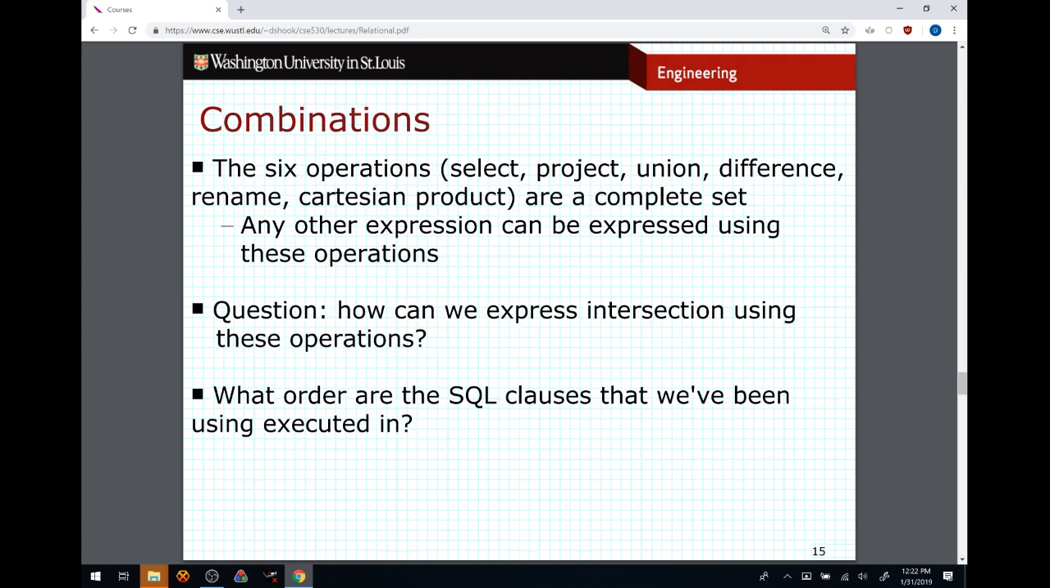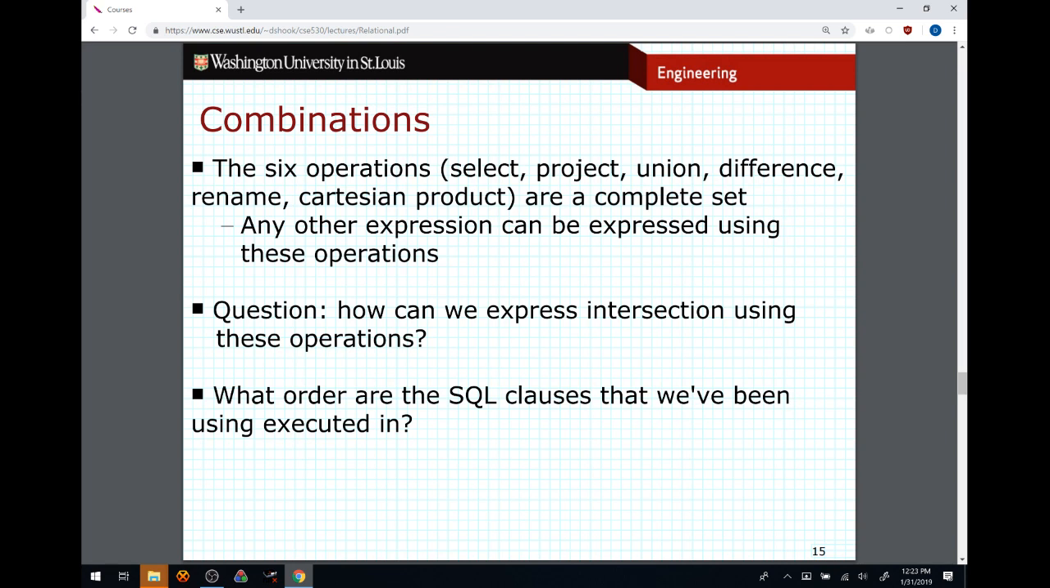All right, we've gone through a bunch of operations, and actually there are 6 in particular. The unary operations, select and project, and then the relational operations, union, difference, well, rename is also unary, I guess, and Cartesian product. These are what we call a complete set. And what I mean by that is that any operation that I want to perform on relations can be expressed using just those 6. Notice there's one glaring omission from that list. Intersection is not on that list.